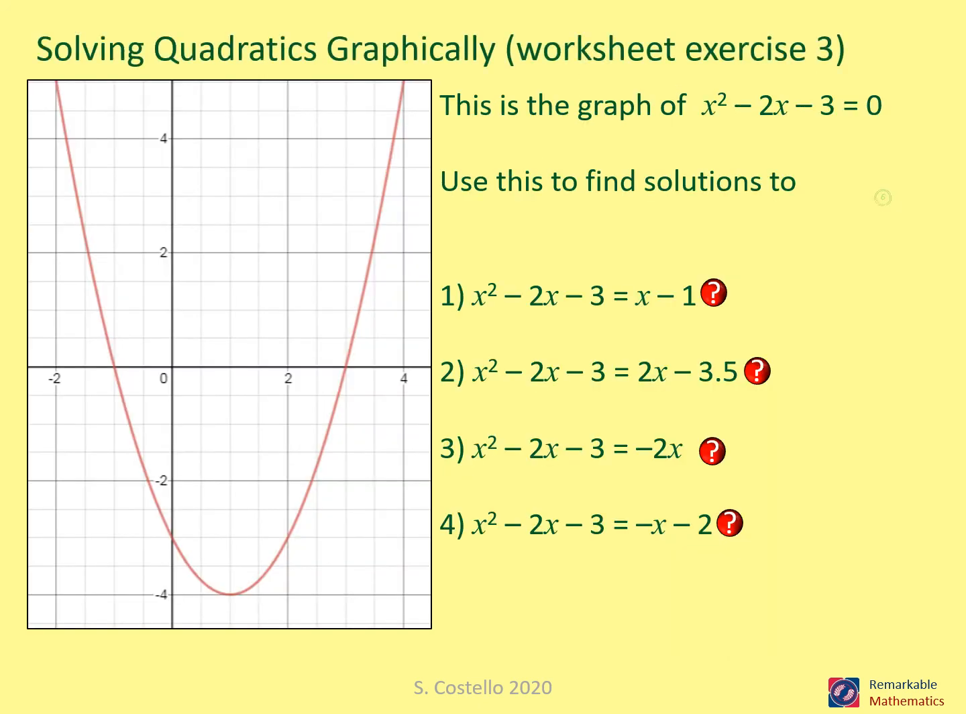So, given a graph of x squared minus 2x minus 3 equals 0, use it to solve, rather than find the solutions of, the following equations. Again, use the worksheet if you've got it, if you managed to print it off. If not, use the on-screen one. It's not going to be as accurate, but you can still get the idea. So go through that, pause the video now, do that. Once you've done it, come back and we'll check the answers.